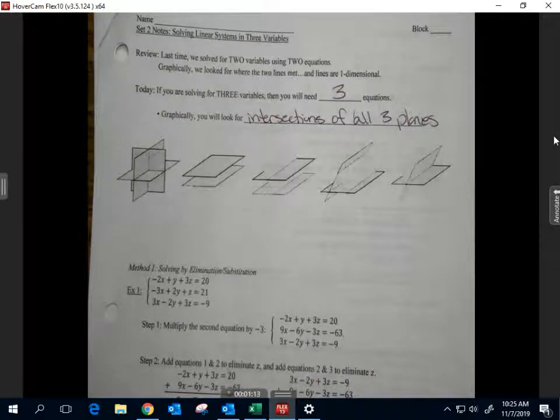Of course, planes are what? Are they one, two, or three-dimensional? They're two-dimensional. Planes are two-dimensional. It takes two planes intersecting to make it three-dimensional. Okay?